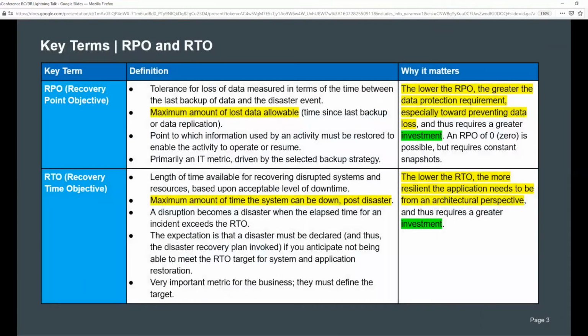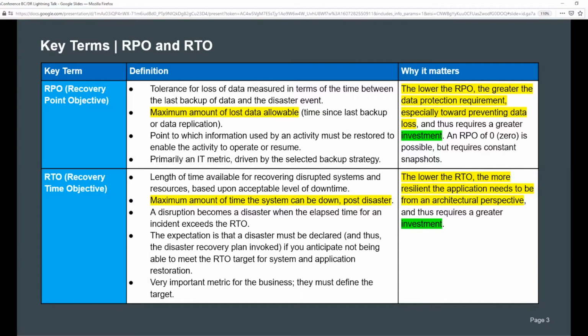Let's focus on two key performance indicators, RPO and RTO. These objectives are represented as a number and they're measured in time. RPO stands for Recovery Point Objective. How much data can you afford to lose? This is the time between the last backup and when the disaster hits. RTO stands for Recovery Time Objective. What is the acceptable amount of downtime post-disaster?